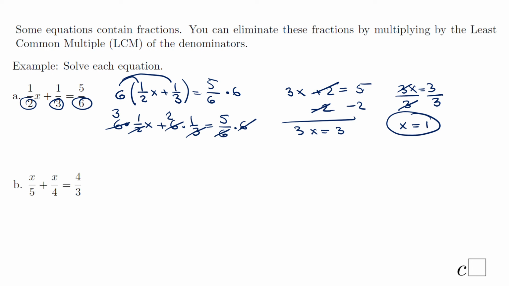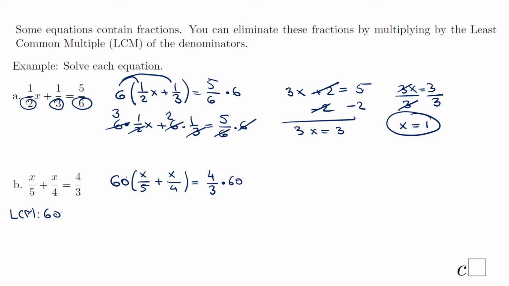Similar with this one, we need to find the least common multiple for 3, 4, and 5. And here you can also simply multiply these three denominators, these three numbers. They have no common factors. 3 times 4 is 12, 12 times 5 is 60. That will be the number you can multiply by both sides. 60 times x over 5 plus x over 4 equals 4 over 3 times 60. So one more time, the least common multiple is 60 for these 5, 4, and 3.